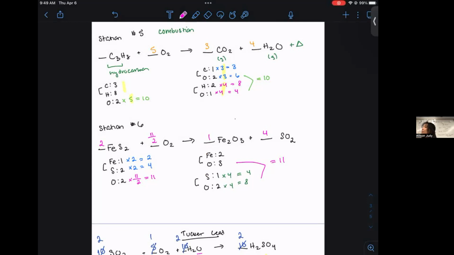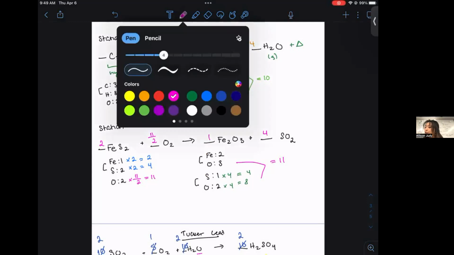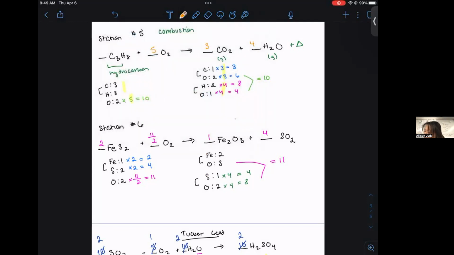But since I can't have half a molecule, in order to keep the ratio true, I'm just going to multiply all of my coefficients by 2 to keep the ratio. If I just change this to 11, now I have 2, 11, 1, and 4. That's not the same ratio. I need to keep the relationship between the molecules true. So now I become 4, 11, 2, and 8. And that is my simplest whole number ratio between the molecules.